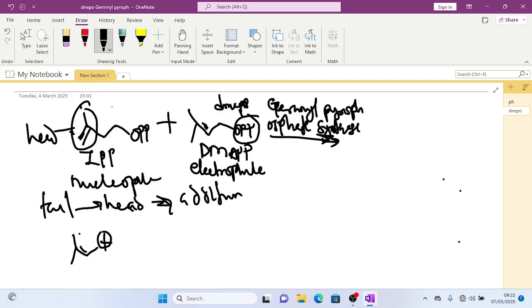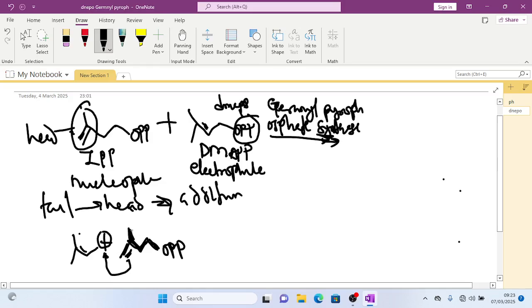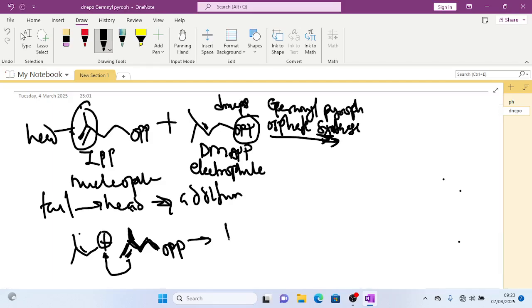Alright, so drawing the structure of the electrophilic dimethyl allyl pyrophosphate. It's combining in a head to tail fashion with isopentenyl pyrophosphate. So this is isopentenyl pyrophosphate. This electron pair here attacks this positive charge, and so we get a product that looks like this.